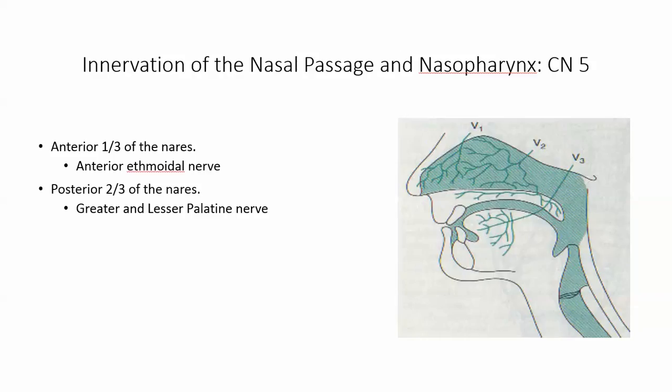The nasal passage and the nasopharynx are innervated by the trigeminal nerve. The anterior one-third of the nares is innervated by the anterior ethmoidal nerve, and the posterior two-thirds of the nares is innervated by the greater and lesser palatine nerves.